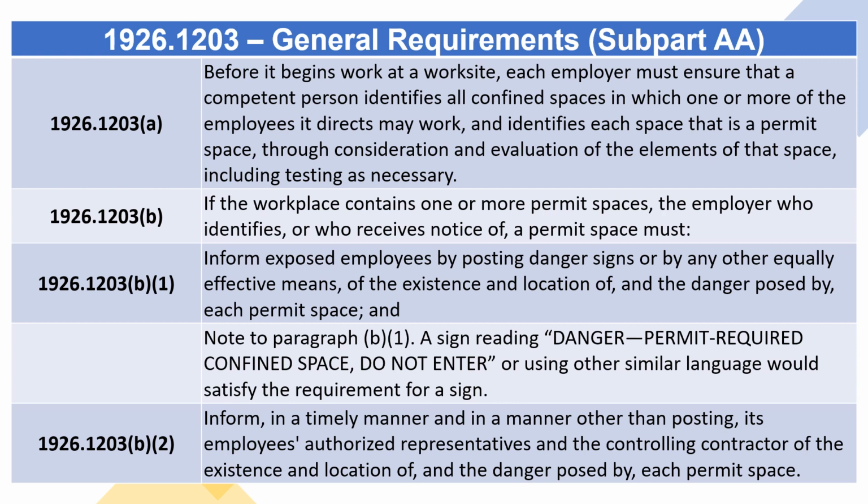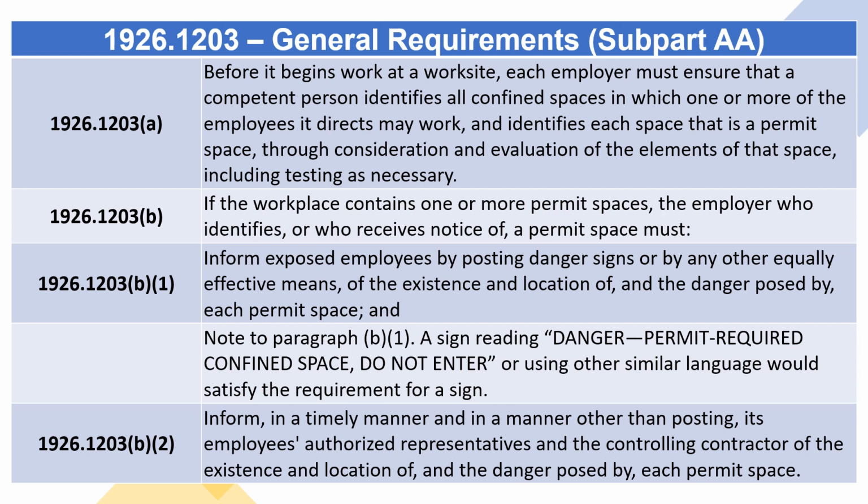1926.1203(b). If the workplace contains one or more permit spaces, the employer who identifies, or who receives notice of, a permit space must: 1926.1203(b)(1). Inform exposed employees, by posting danger signs or by any other equally effective means, of the existence and location of, and the danger posed by, each permit space. Note to paragraph (b)(1): A sign reading "Danger, Permit Required Confined Space, Do Not Enter" or using other similar language would satisfy the requirement for a sign.